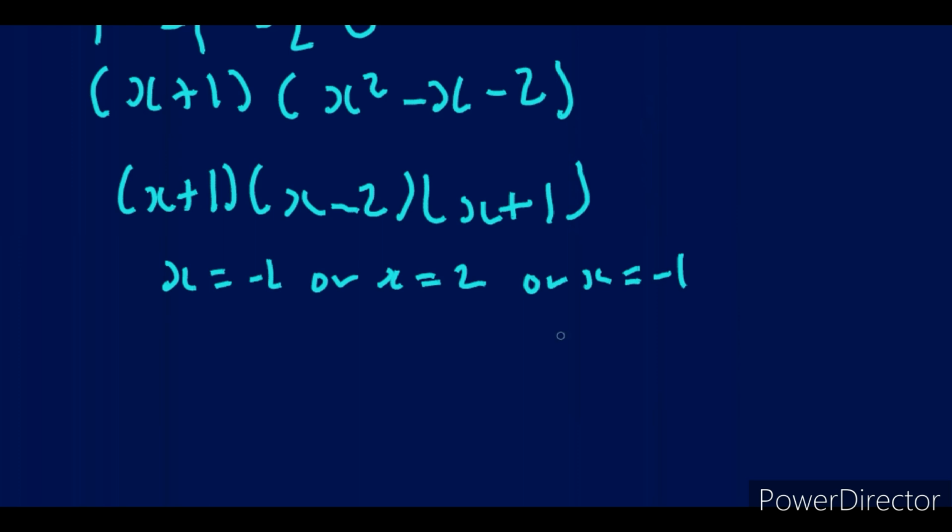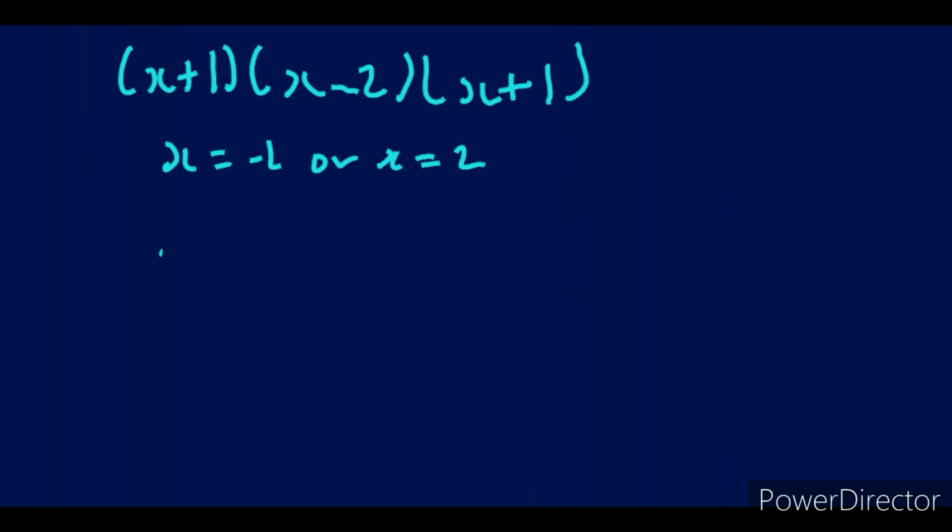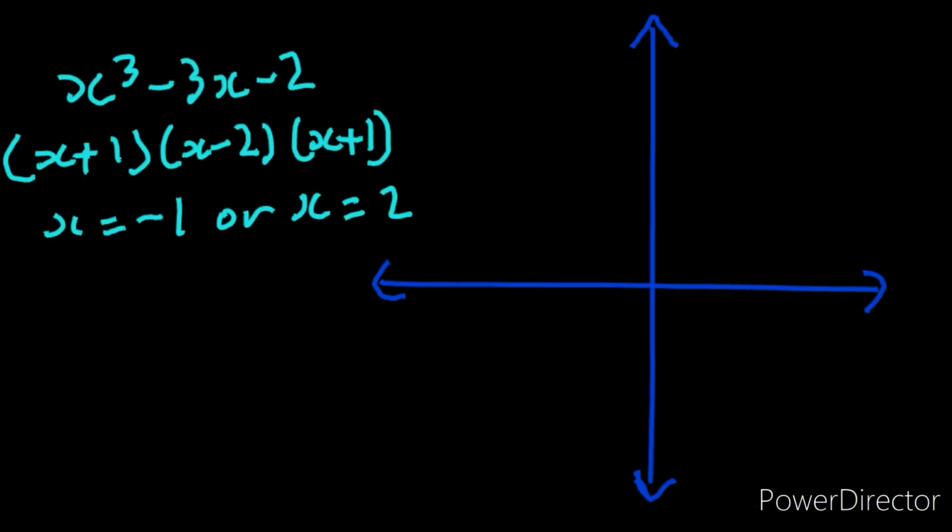So what does it mean? It means that the graph only has 2 real roots. So what this means is that the graph only has 2 distinct roots, meaning the graph has two x-intercepts. So it's very important to know how this graph will look like. So let's find out how the graph will look like.